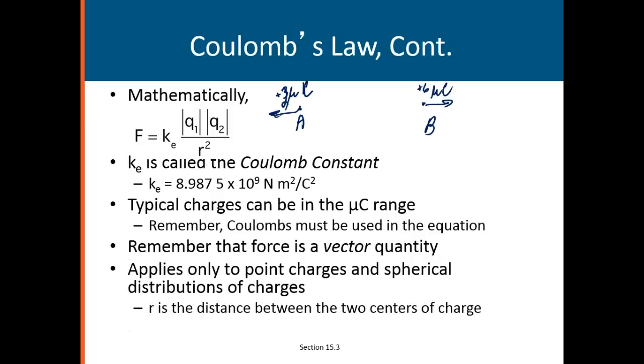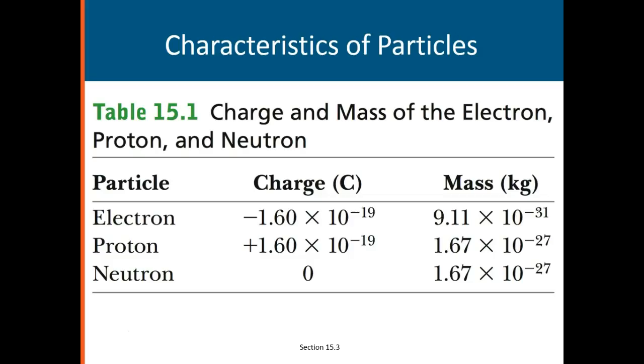Okay. Now, let's go to this slide, table 15.1. Characteristics of particles. The charge and mass of the electron, proton, and neutron. So let's start with the electron. Its charge is exactly negative 1.60 times 10 to the minus 19 coulombs. Now, I say exactly. That's the three digits. Its mass, 9.11 times 10 to the negative 31 kilograms. That is tiny, really tiny.